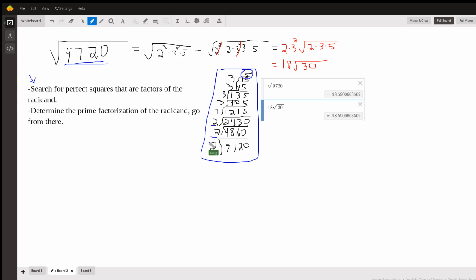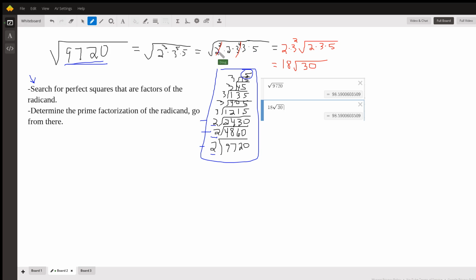Okay, so I can rewrite 9,720 as 2 to the third. There's 3 factors of 2. There's 5 factors of 3, 3 to the fifth, and then 1 factor of 5. And then I use the technique I showed on the previous board. Rewrite 2 cubed as 2 squared times 2. 3 to the fifth is 3 to the fourth times 3. And then we have this 5.